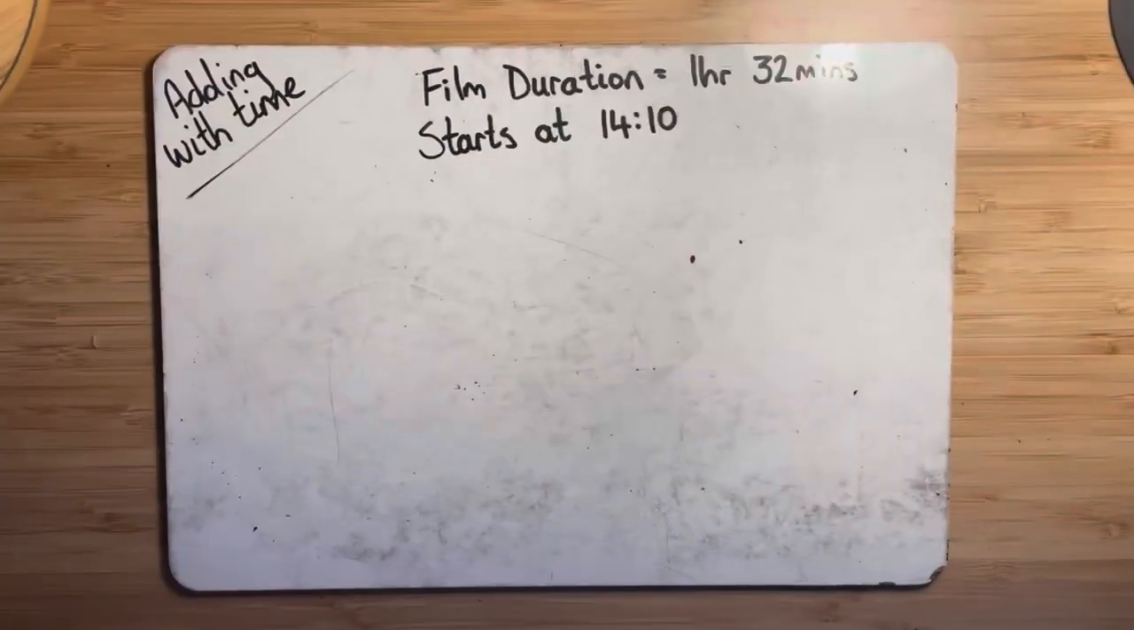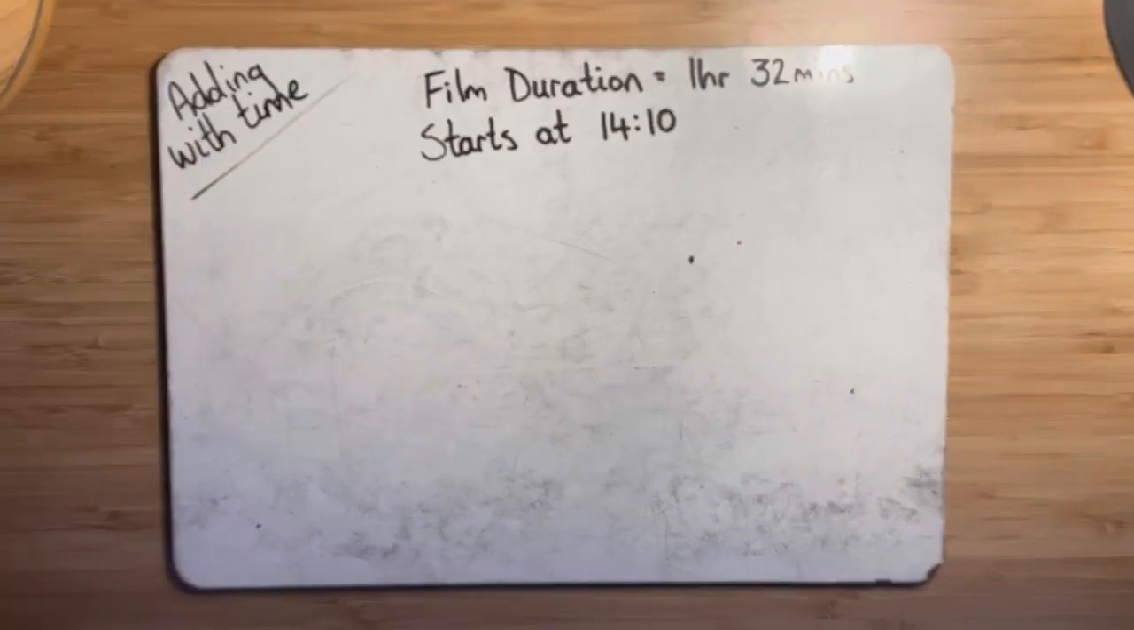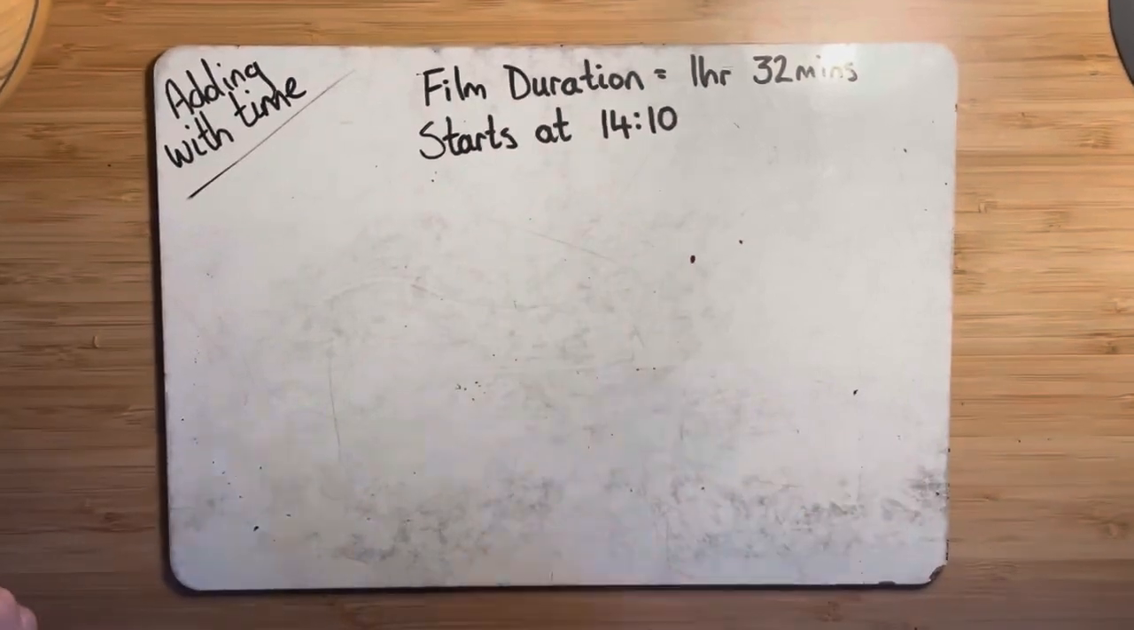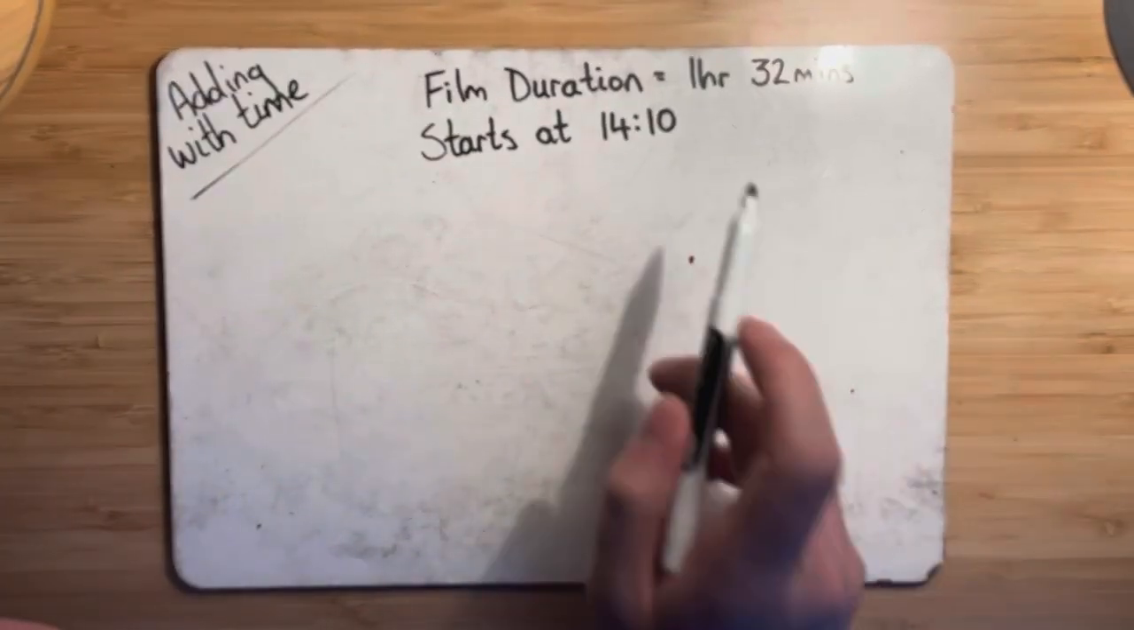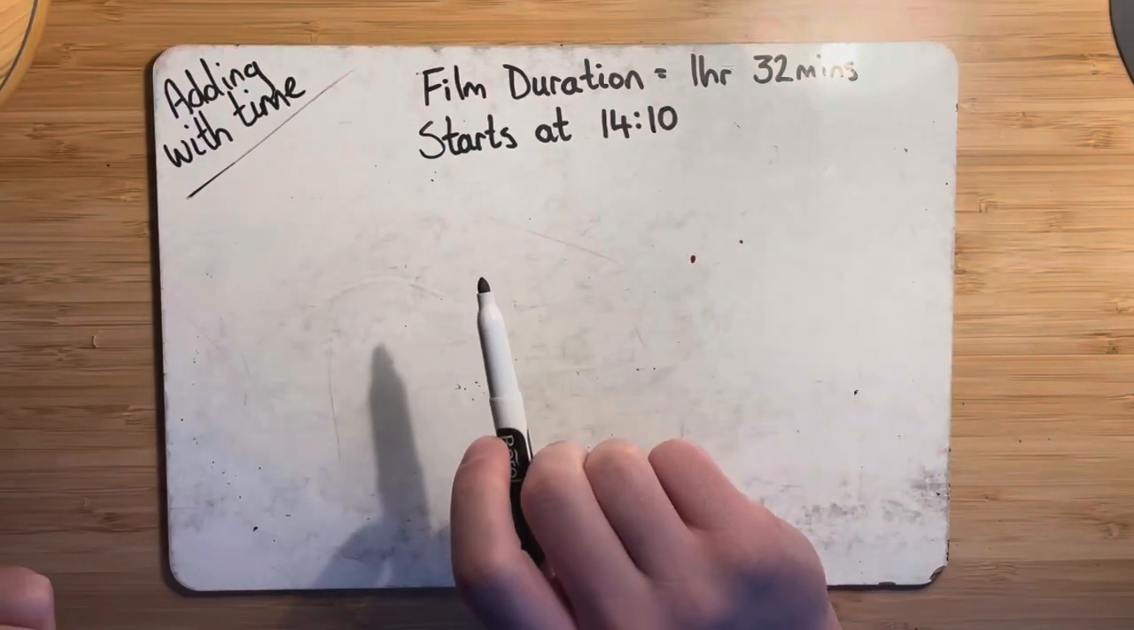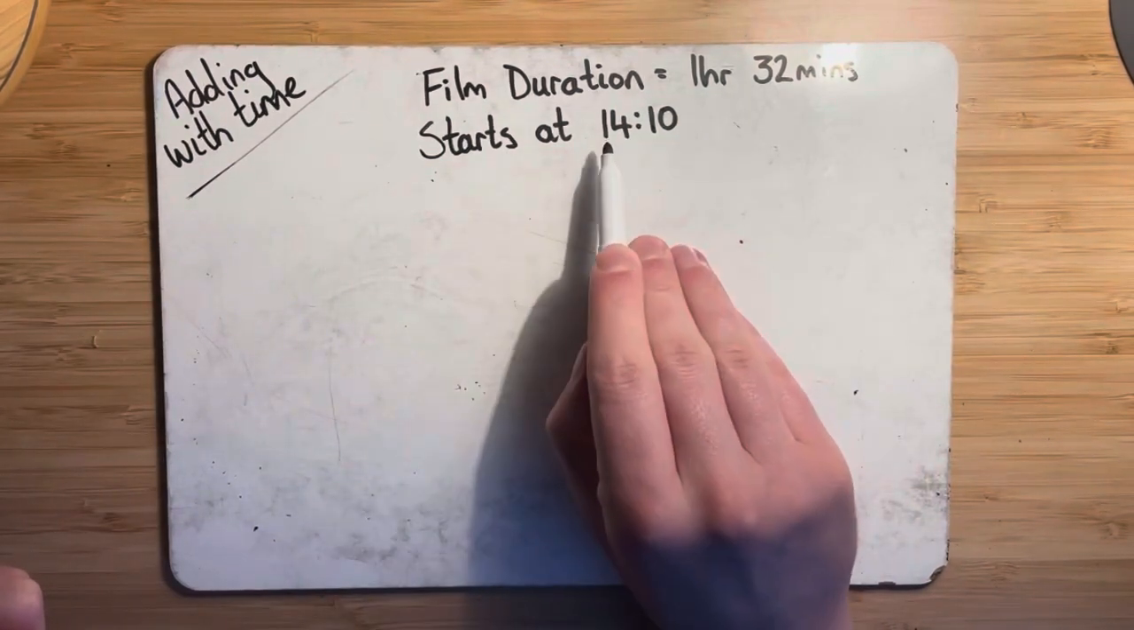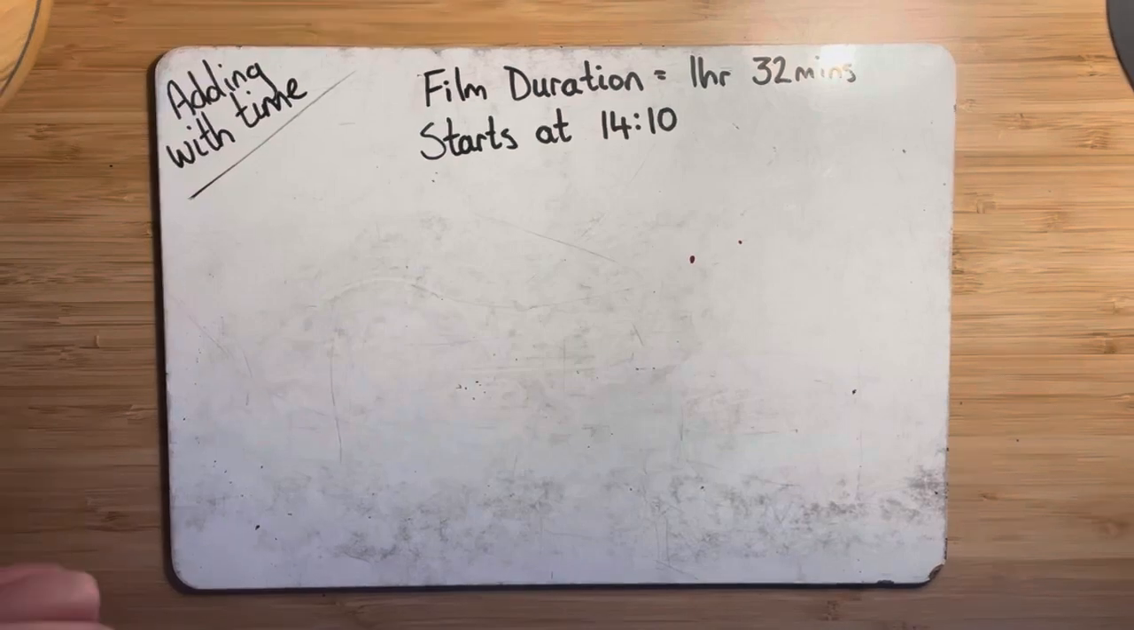Hello everybody, this is just a little demonstration on how you can add hours and minutes onto a specific time to find the end time. So our film lasts 1 hour 32 minutes and can be any film you want it to be, and it starts at 14:10 or 2:10 PM.